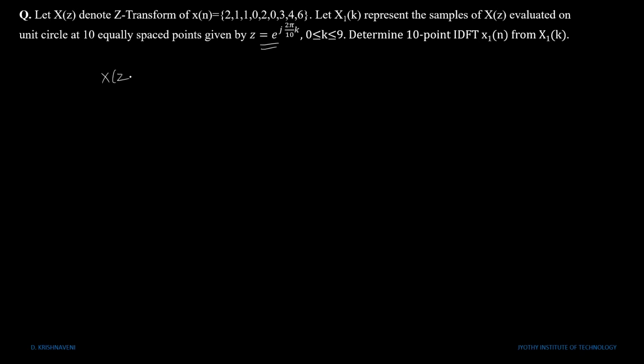So we know X(z) is the summation from n equals minus infinity to infinity of x(n) z^(-n). Here, 9 samples have been given. The 10th sample you can consider as 0. So the limits can be changed to 0 to 9, x(n) z^(-n).